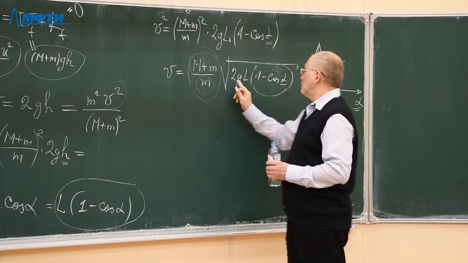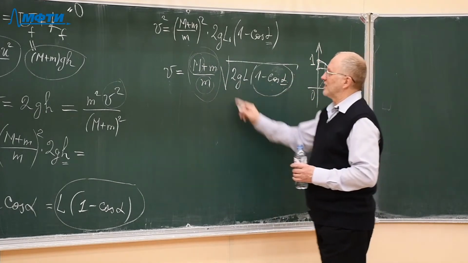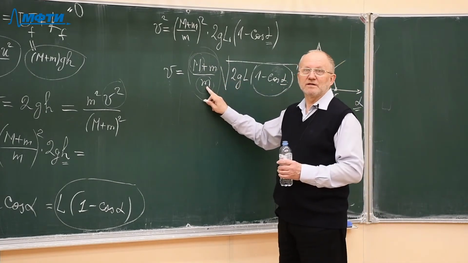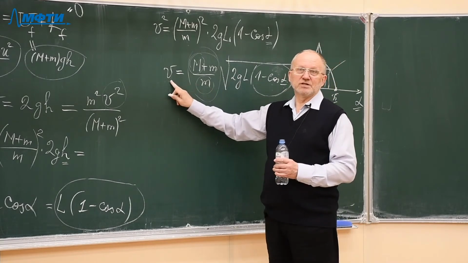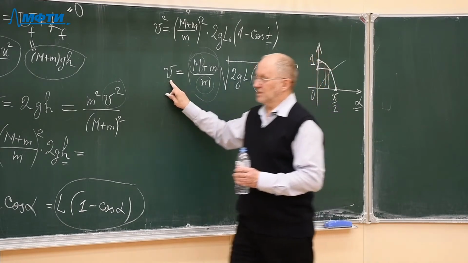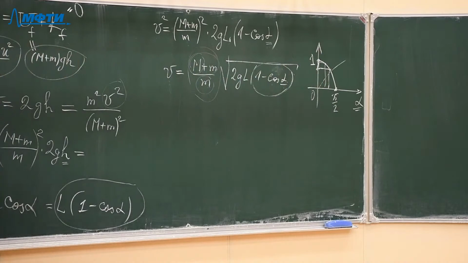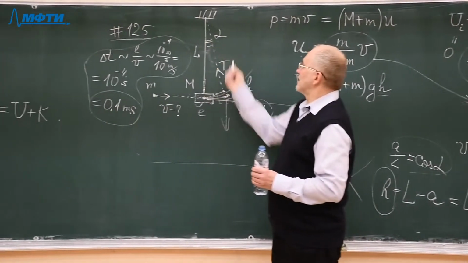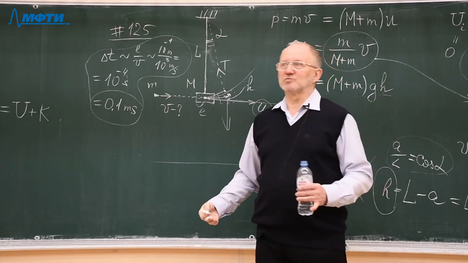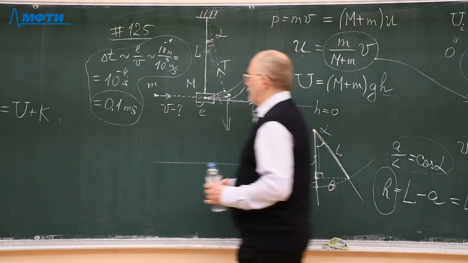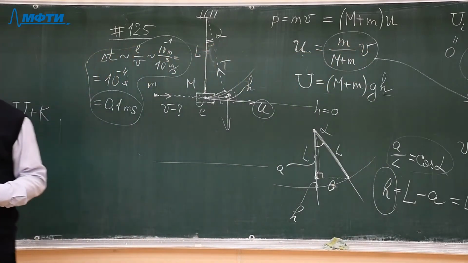So if all other parameters remain the same and the mass of the bullet is smaller, then the velocity will be larger. Is it reasonable? Yes, it's reasonable, because you need larger velocity to ensure the same angle of deflection if the mass of the bullet is smaller.